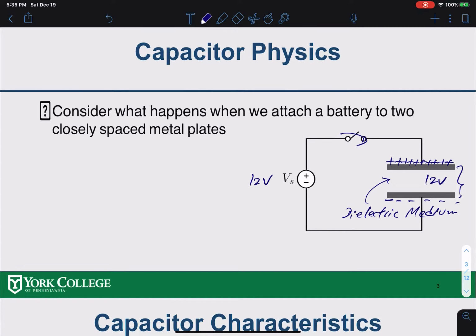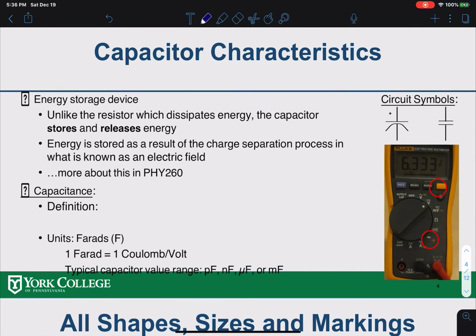All right, and what does that mean? You also know that your charge is basically like how much capacity these two plates have to hold charges. That's what we're going to go into.